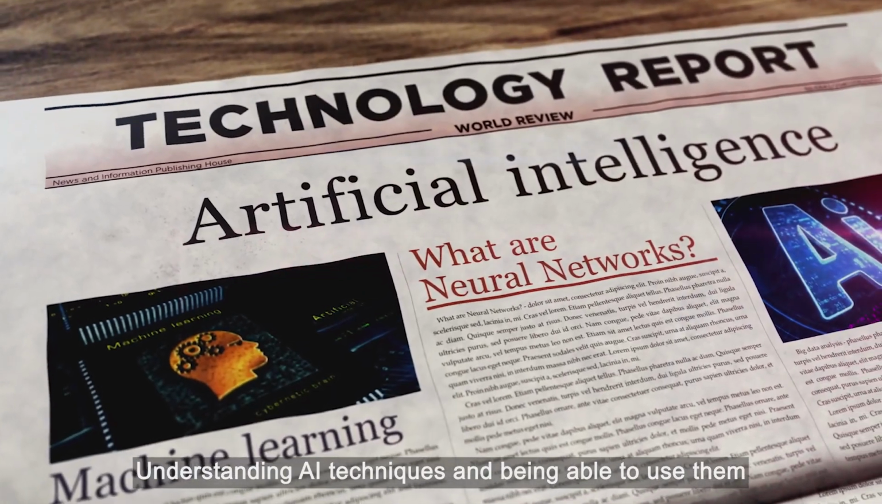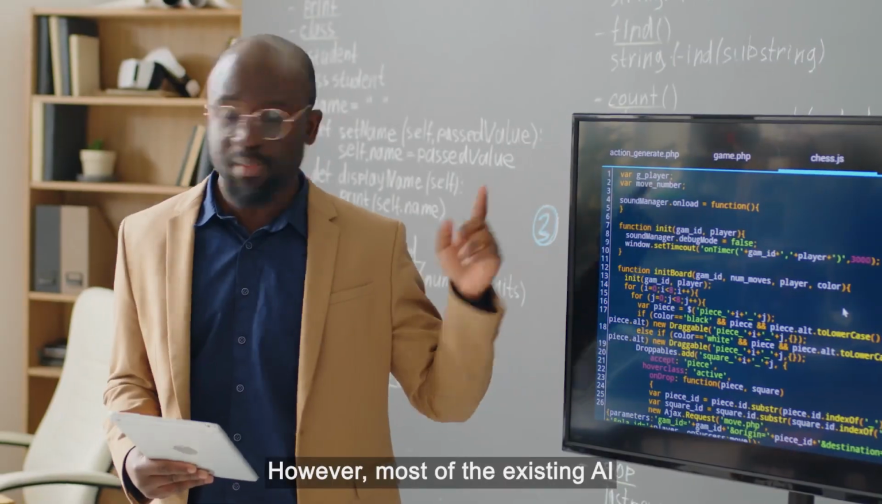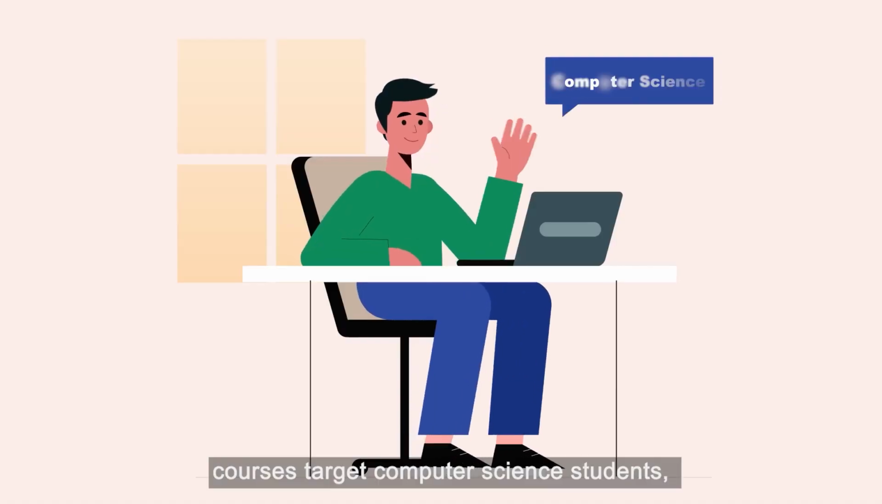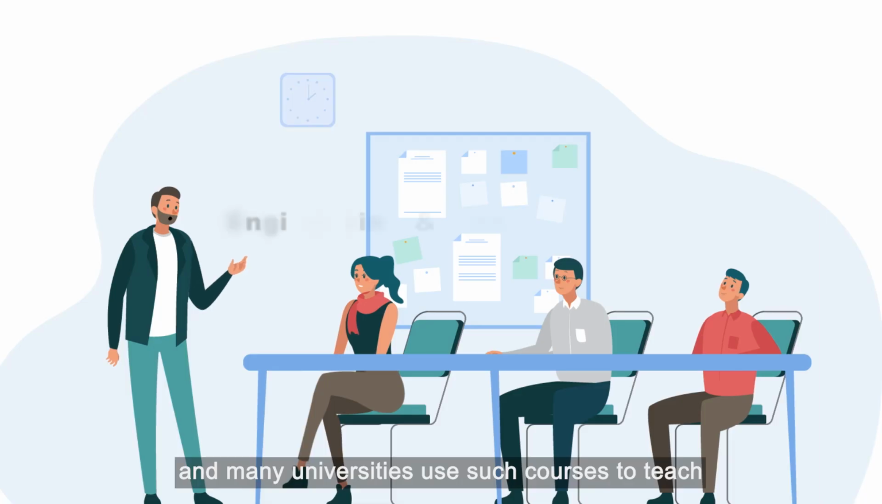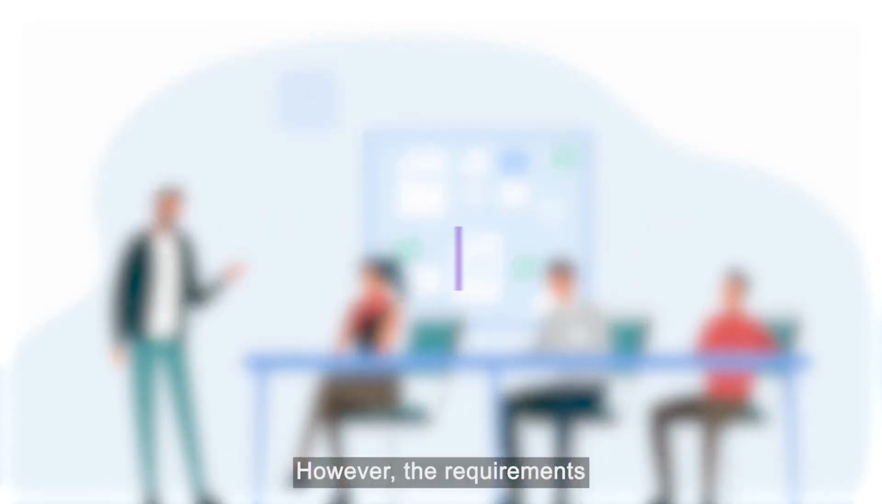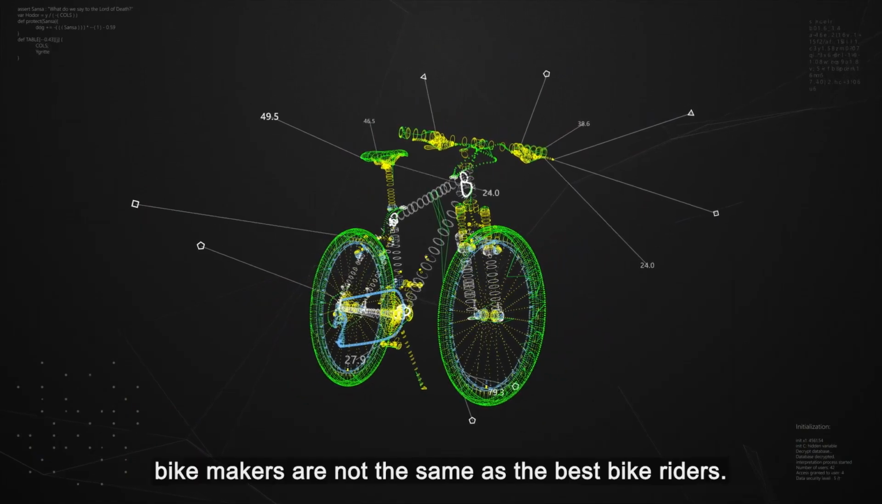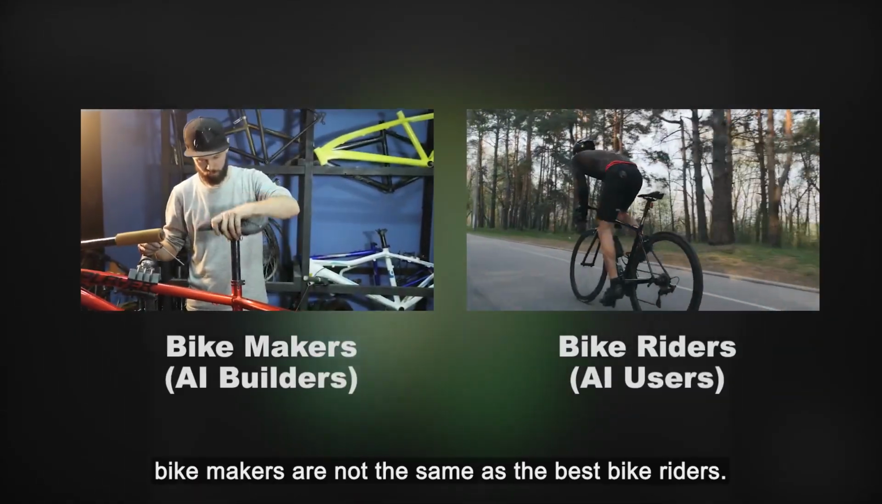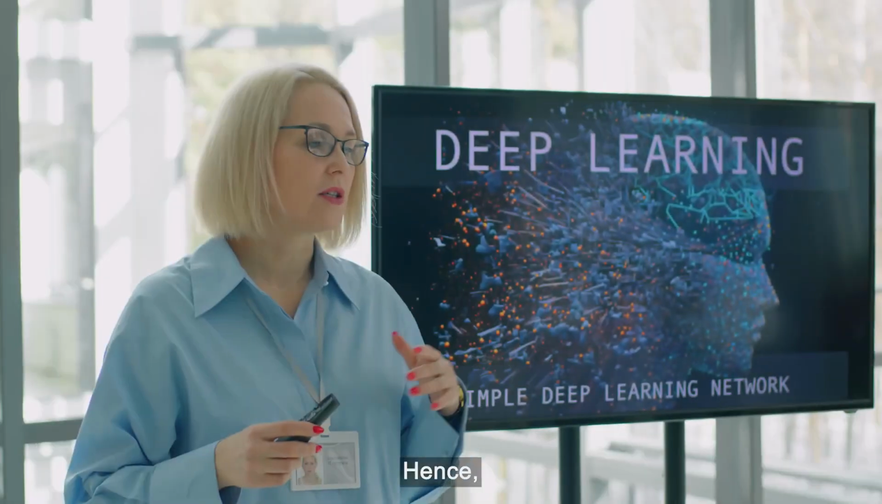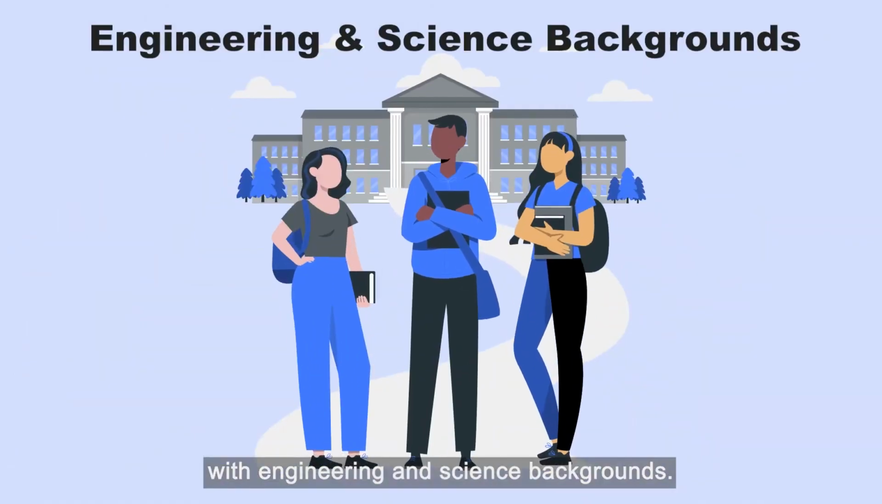Understanding AI techniques and being able to use them is increasingly important for engineers and scientists. However, most of the existing AI courses target computer science students, and many universities use such courses to teach engineering and general science students. However, the requirements both in terms of scope and depth for AI builders and AI users are different. Compare AI to a bike. The best bike makers are not the same as the best bike riders. Hence, there's a need for teaching programs focusing on AI users with engineering and science backgrounds.